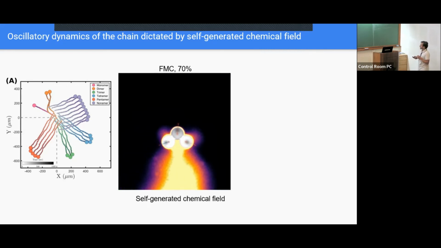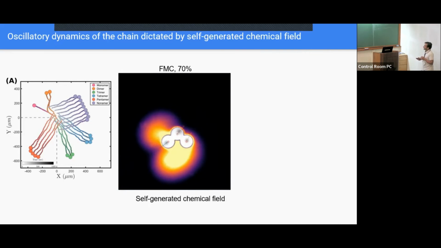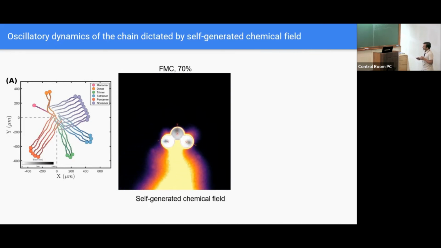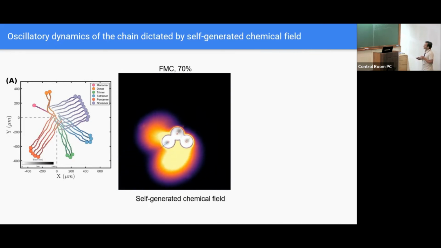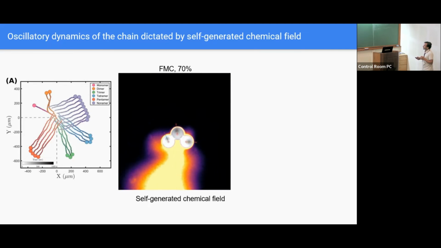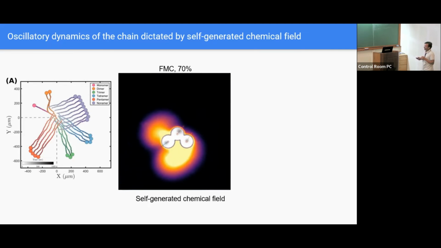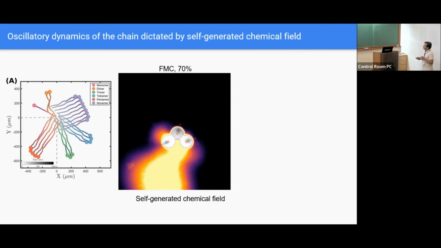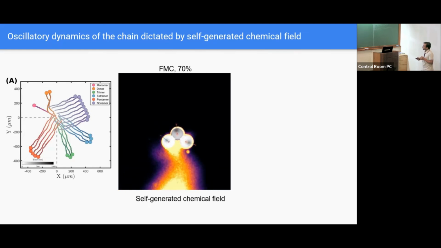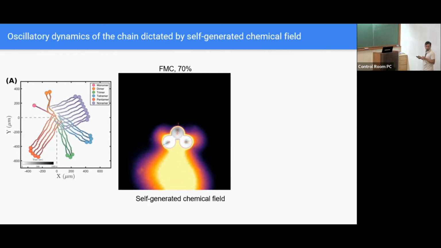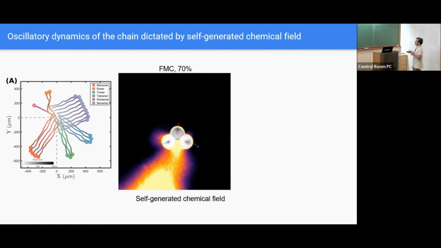If you remember, in the beginning I told you that these droplets are basically repulsive; they have negative autotactic nature. Because of that, when they interact with their own chemical field, they generate these oscillations in their dynamics.